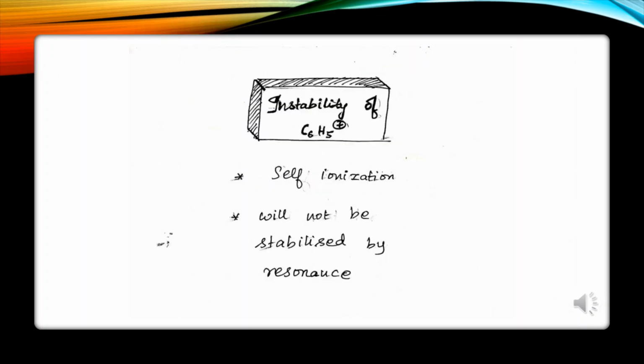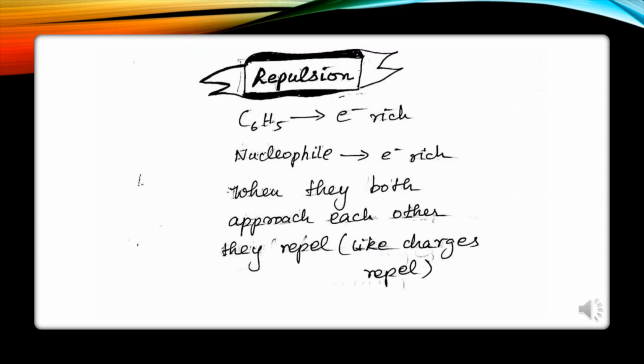Next, instability of phenyl cation. Phenyl cation undergoes self-ionization and will not be stabilized by resonance effect. The last but not the least one is repulsion. The phenyl group here, C6H5, is electron rich. The nucleophile is also electron rich. As we already know, like charges repel. When they both approach each other, they repel.